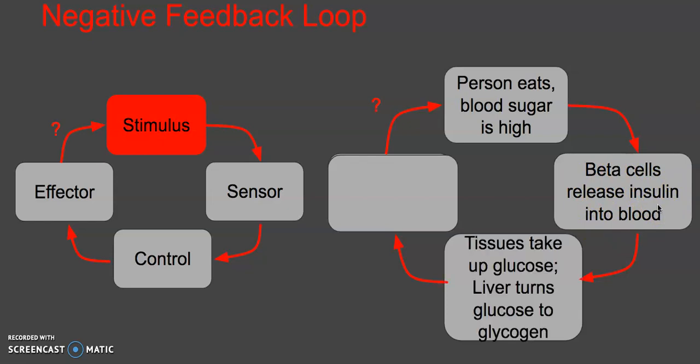This serves as a control because tissues are going to take glucose and the liver is going to turn glucose into glycogen. That's what happens to change things. And what changes is the blood sugar drops. And then again, we have to ask this question: has the blood sugar dropped below what we need to consider high blood sugar? And if it has, then we're going to stop this loop. If not, we can continue on this loop because the blood sugar is still high.